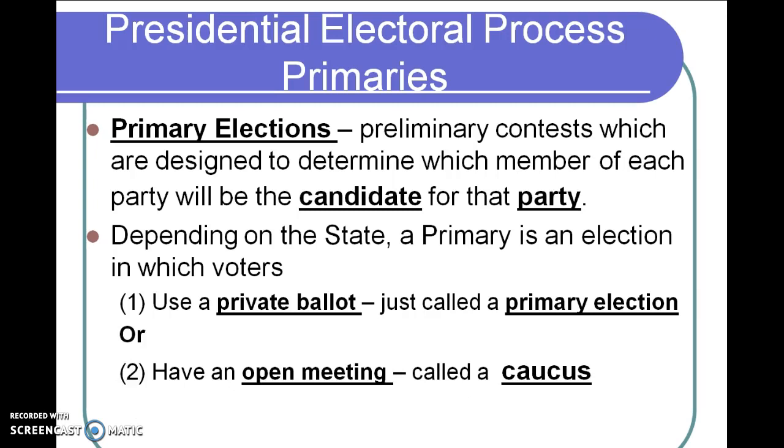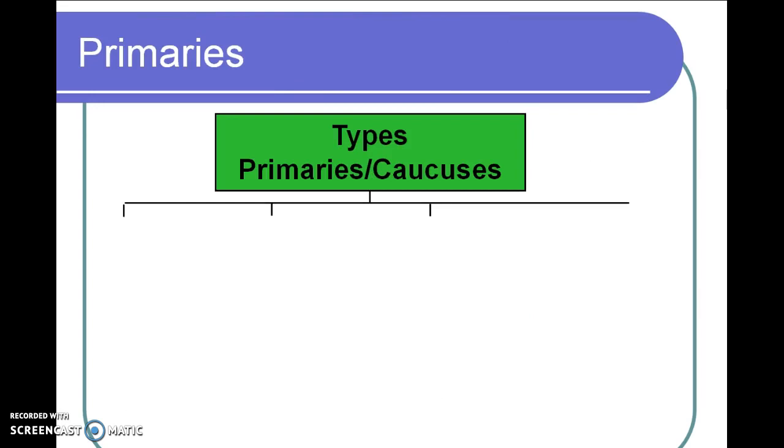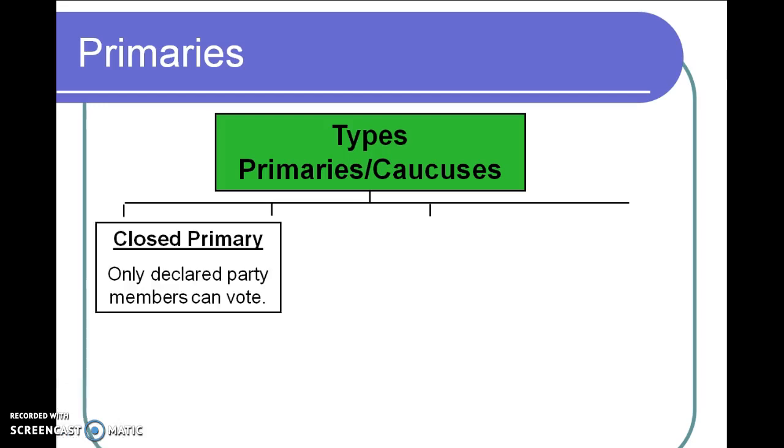If you need more information on caucuses, there are videos for you to watch in the assignment and then the discussion board. Okay. There are different types of primaries or caucuses because essentially a state has either a primary or a caucus. No state has both. So you can have a closed primary, which means that people that would like to participate must be declared party members.